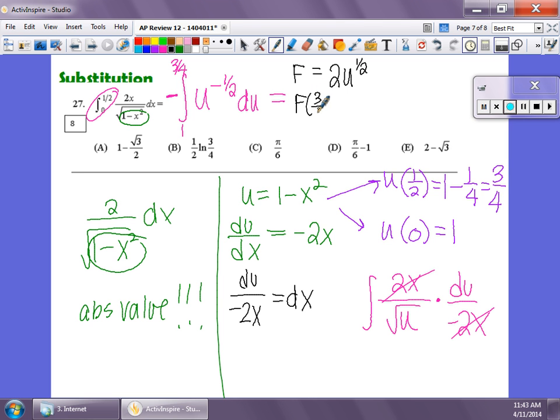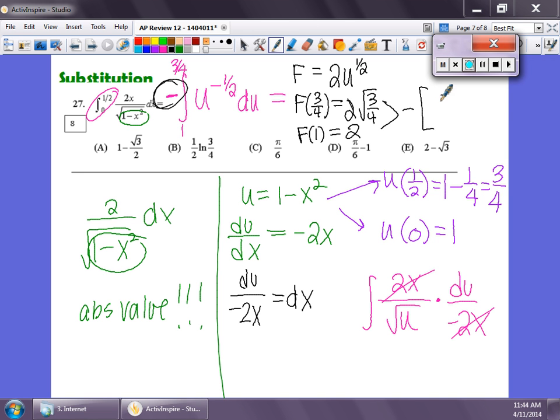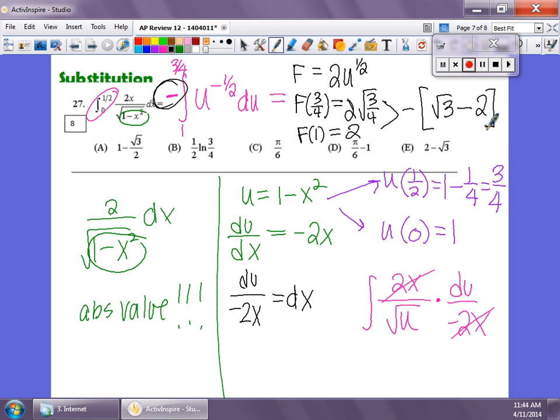F of 3/4 is equal to 2 times the square root of 3/4. F of 1 is equal to 2. Therefore, don't forget that we had this negative out here. So the square root of 4 is 2, so that just gives me root of 3 minus 2, which would be 2 minus root of 3, so letter E. So those are the steps for a substitution problem.